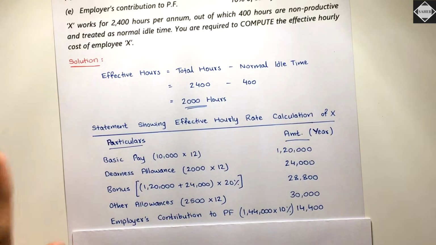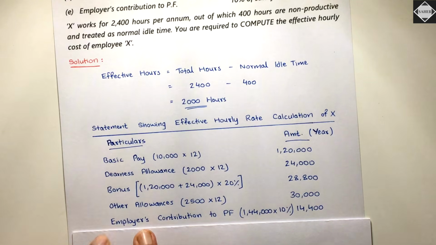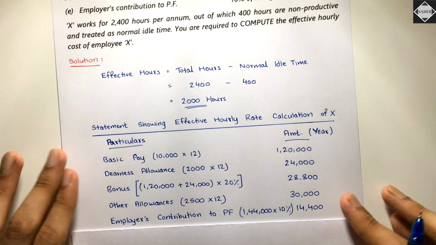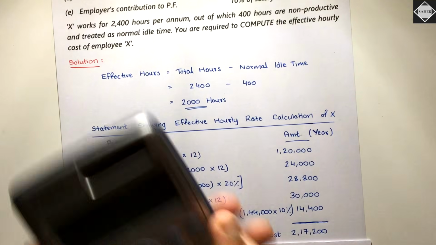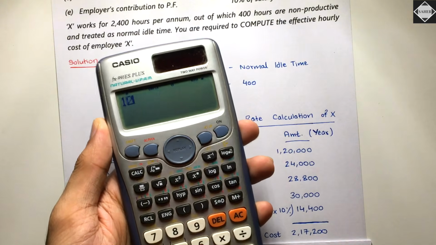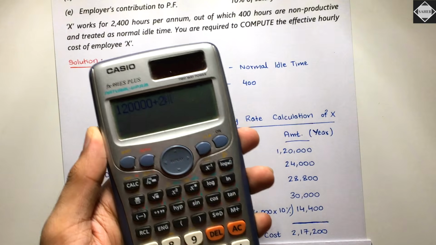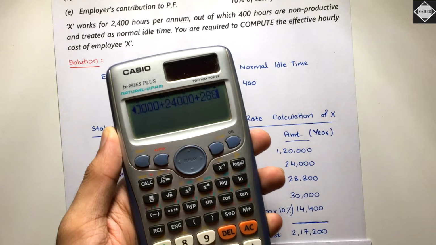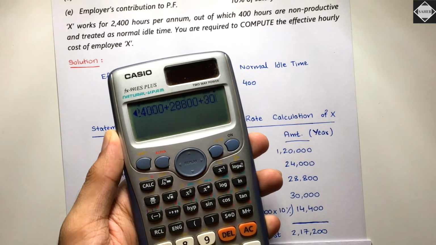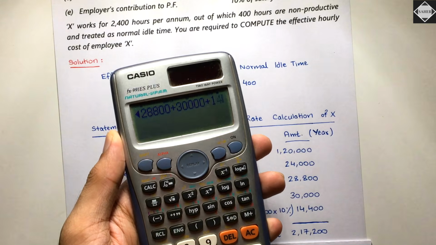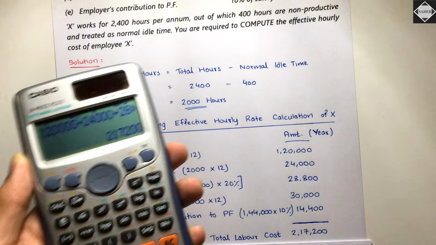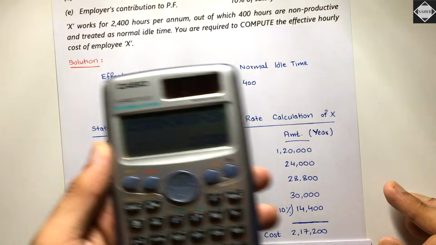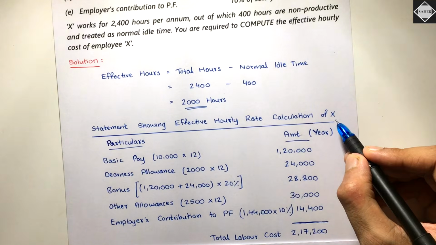The summary is that we just have to take the employer's contribution, not the employee's. Employee's is ignored. After this, everything is over, so just make a sum of this: 1,20,000 plus 24,000 plus 28,800 plus 30,000 plus 14,400. That's equal to 2,17,200. This is the total labor cost of employee X.